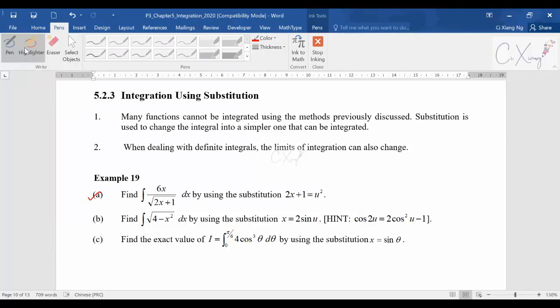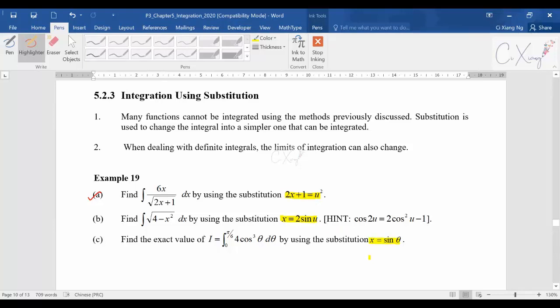Again, as I mentioned before, when you want to apply integration by using substitution at A level, generally you will see a very obvious hint in the question. That means that they will give you the substitution straight away. Once you see that they ask you to do all these substitutions, that means you are going to use integration using substitution.